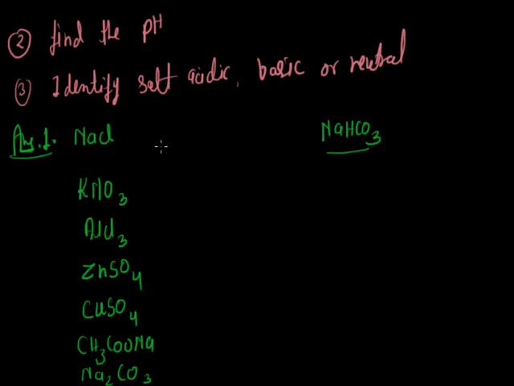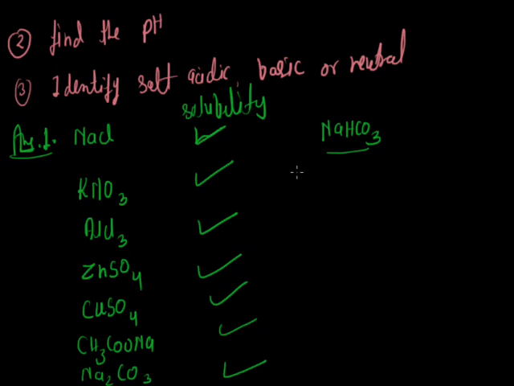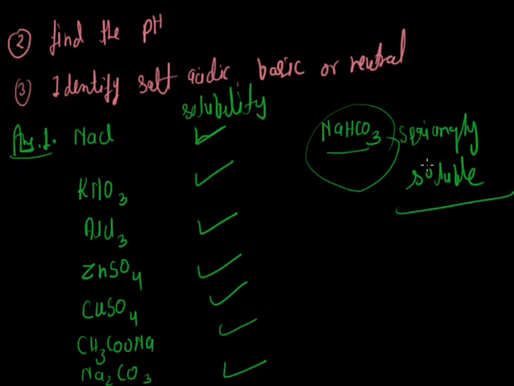Now first check the solubility in water or distilled water for all of the salts. Sodium chloride is completely soluble. KNO3 is also soluble. AlCl3, zinc sulfate, copper sulfate, sodium acetate and sodium carbonate are completely soluble in distilled water. But sodium bicarbonate is sparingly soluble. Sparingly soluble means partially soluble in water. So we can say that except sodium hydrogen carbonate, all salts are soluble in distilled water.